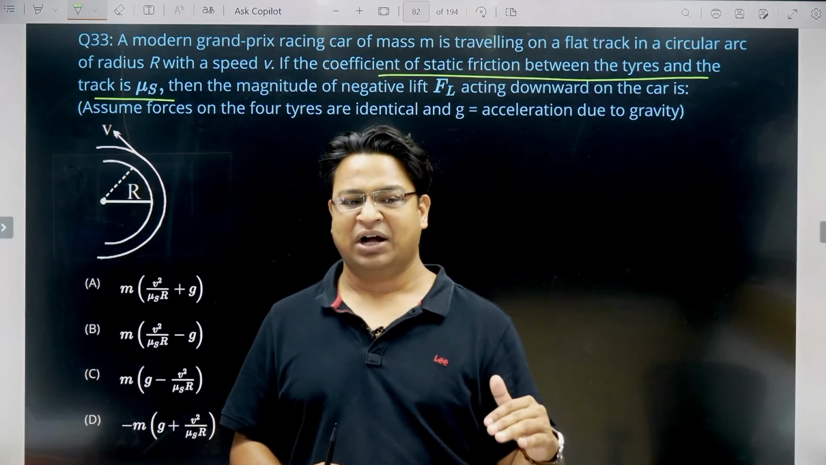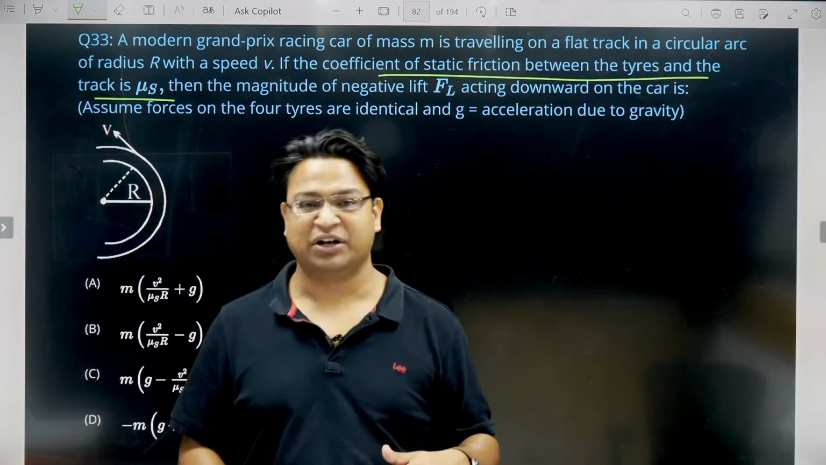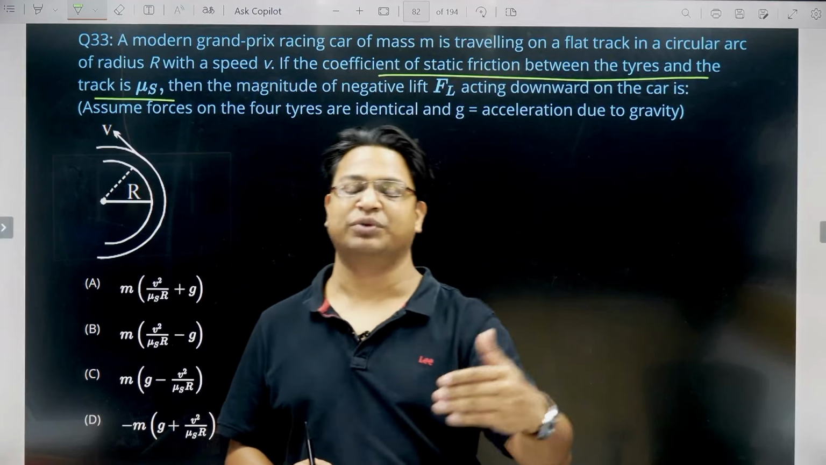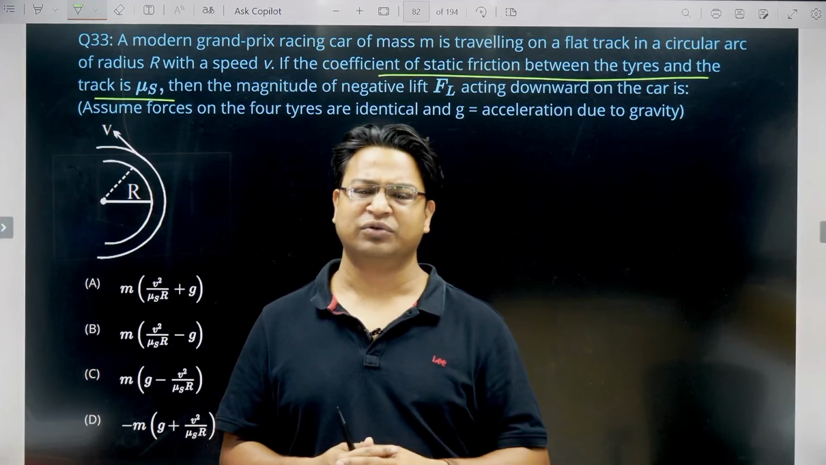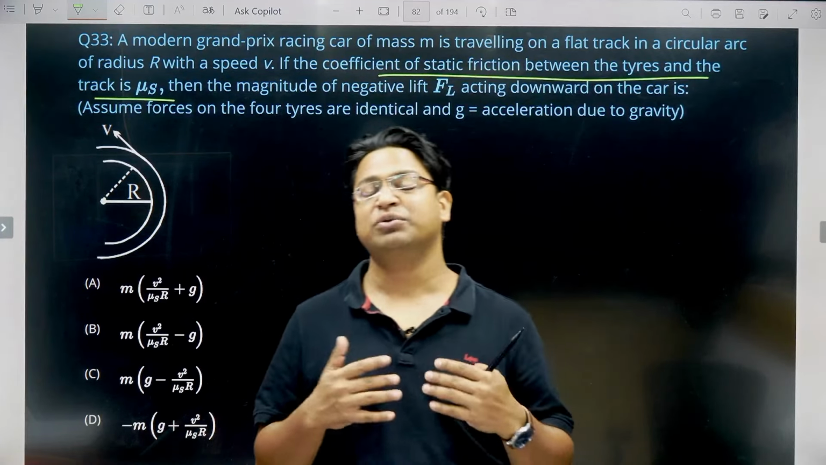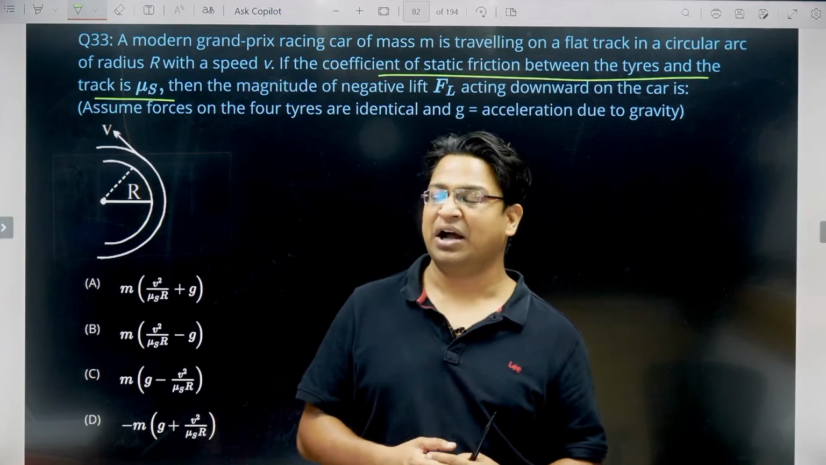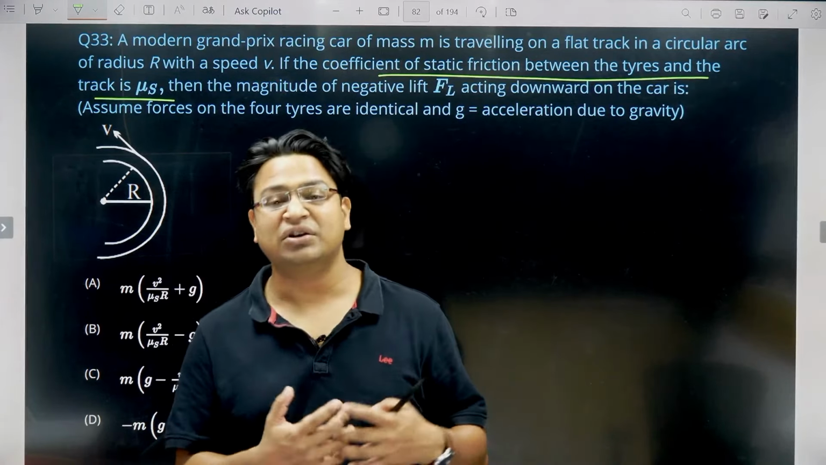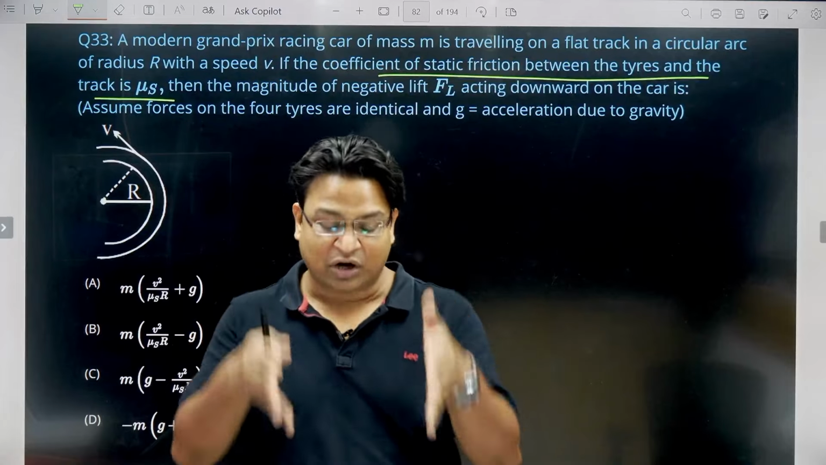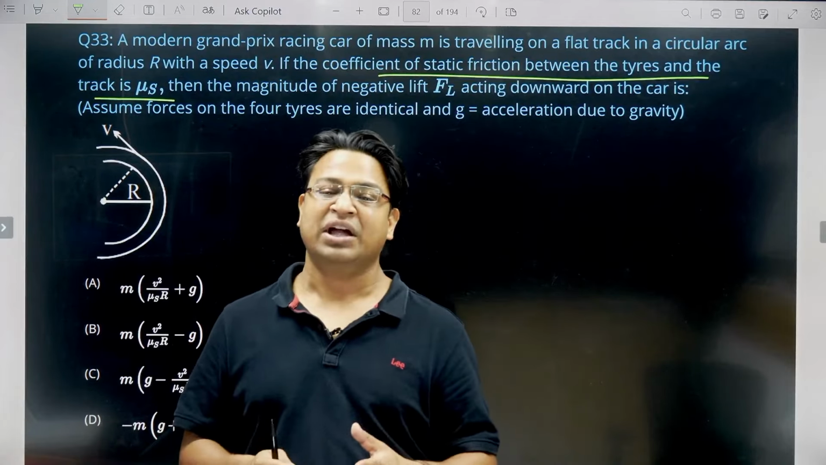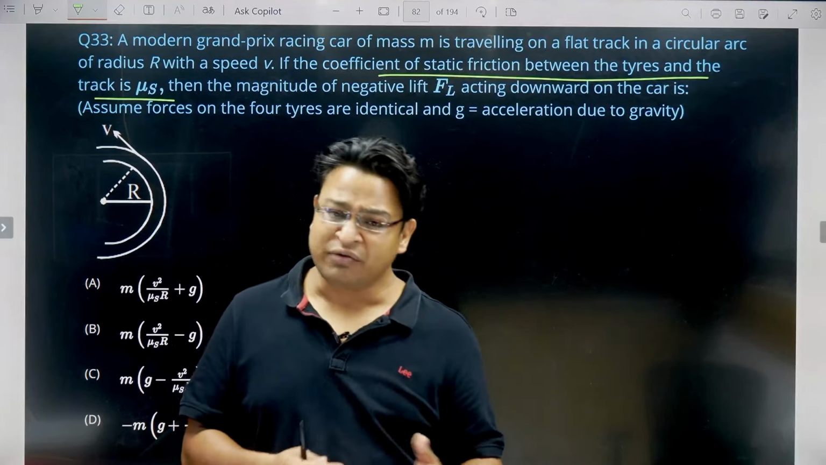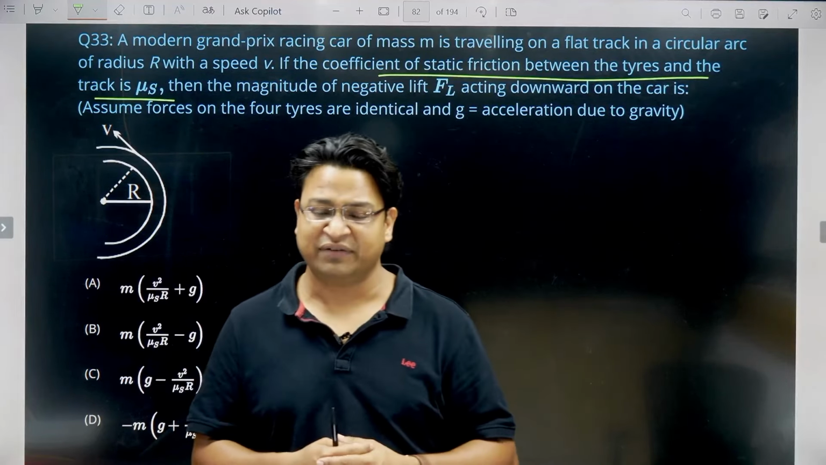So the driver has increased his speed a lot, and now he is in danger of sliding outwards. What will the driver do? If he feels that he is losing control and his car might slip at any time, he will try to increase the limiting friction. How can he do that? Well, he can increase the normal force exerted by the ground. How can he increase that? By bringing some additional downward force into the picture. Apart from mg, if he increases some downward force, then the normal force will increase. That will result in an increase in the limiting value.